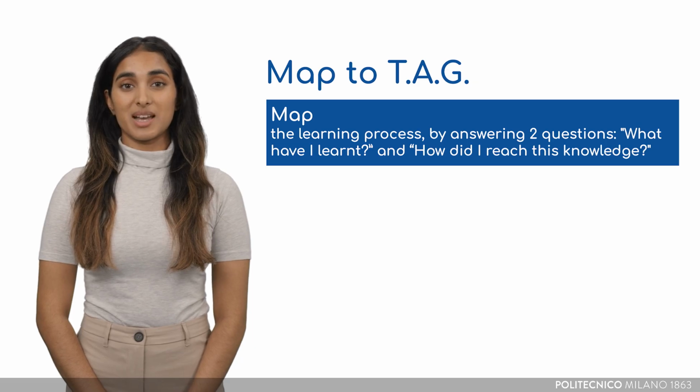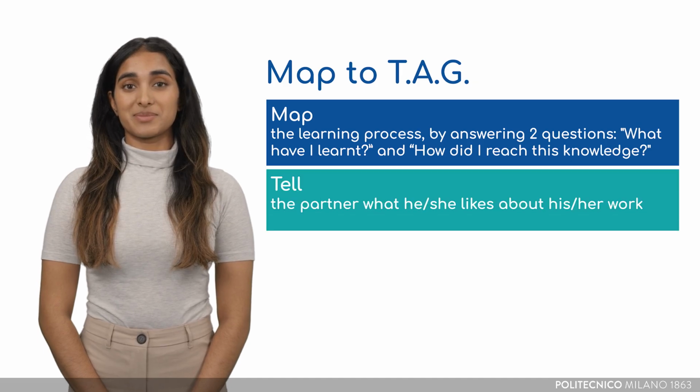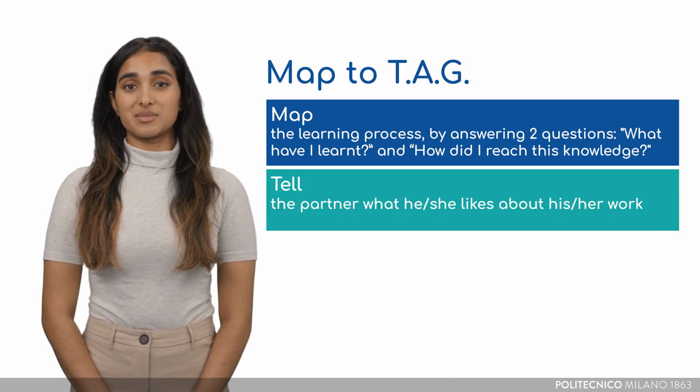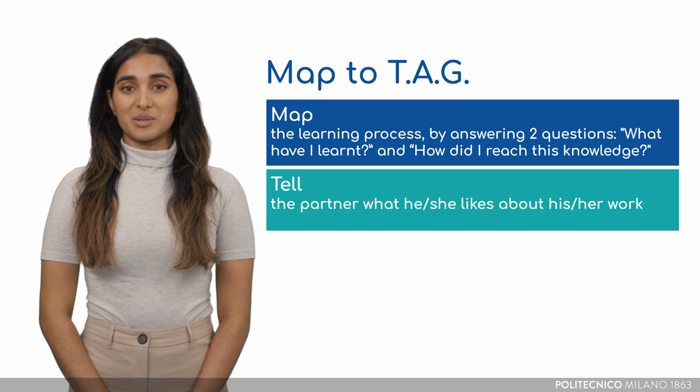Then students work in pairs. They share their maps with their partners and discuss through the T.A.G. structure. Telling the partner what he/she likes about his/her work. This is usually the easiest part of the feedback cycle.